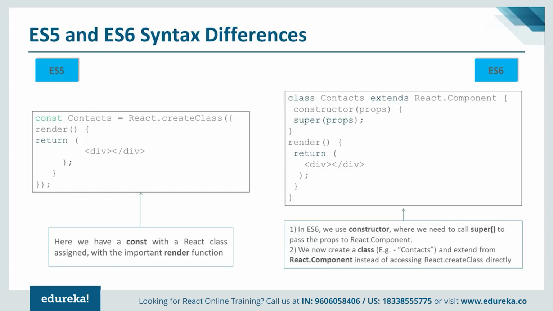contacts extends react.component. So in ES6, we are using basically a constructor where we need to call the super to pass the props. We are using a super where we need to pass the props to the react.component. We now create a class. We are not using react.create class. Now we have to create a class and extend from react.component instead of accessing react.create class directly. This is the first difference, or you can say the syntactic difference between ES5 and ES6.